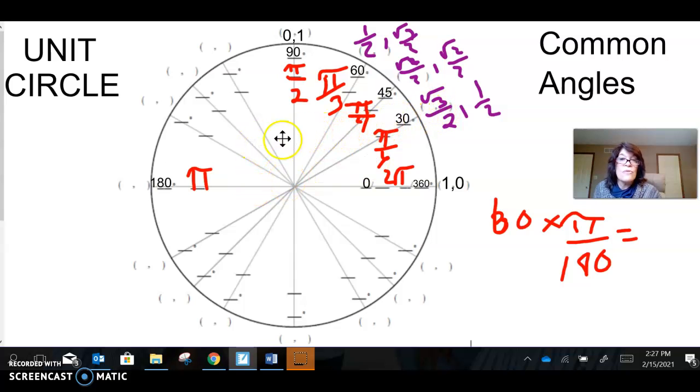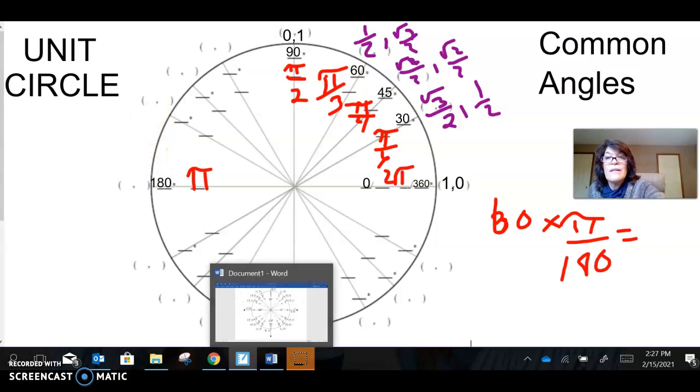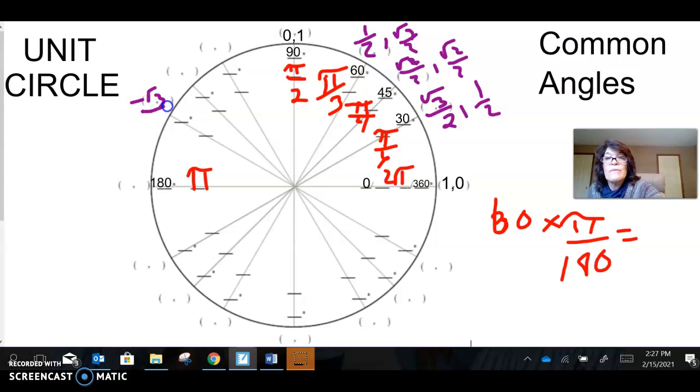In other words, if I go straight over here to this angle, my x coordinate is negative square root of 3 over 2, and my y coordinate is still 1/2. (Negative square root of 3 over 2, 1/2) is what goes with this ordered pair. It's the same as the one on the other side, except negative x's. Does that make sense?